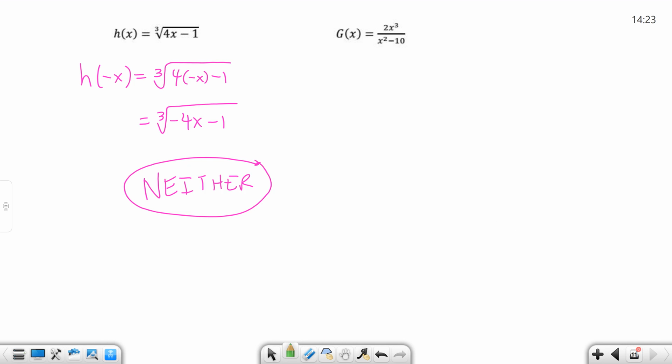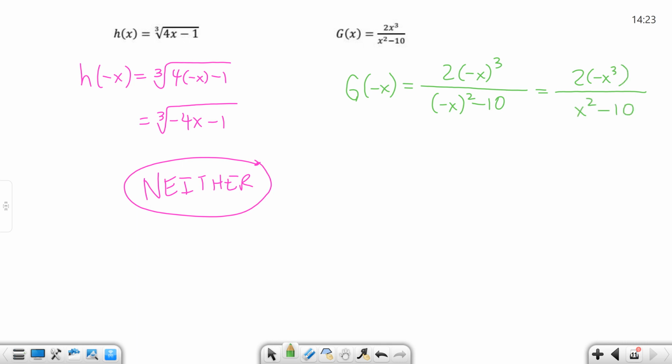And then finally, capital G of x. Oops, we don't want G of x. We want to check it with what? Negative x in there, right? So 2 times negative x cubed over negative x squared minus 10. So this is going to be 2 times negative x cubed over x squared minus 10, right? Because negative x times negative x is positive x squared. So this is going to be negative 2x cubed over x squared minus 10.